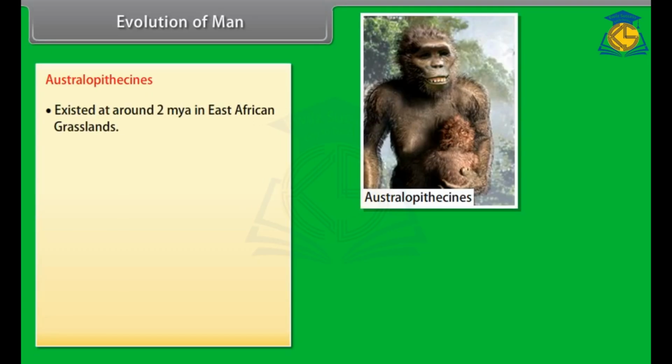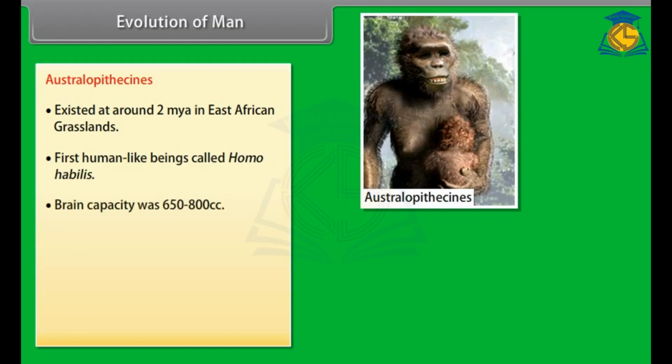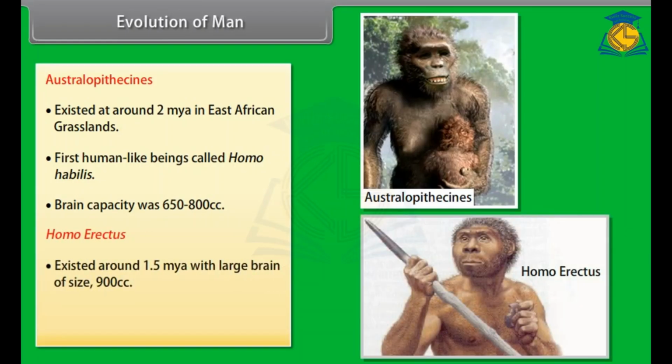Australopithecines existed at around 2 million years ago in East Africa grasslands. First human-like beings called Homo habilis. Brain capacity was 650 to 800 cc. Homo erectus existed around 1.5 million years ago with a large brain of size 900 cc, and ate meat.